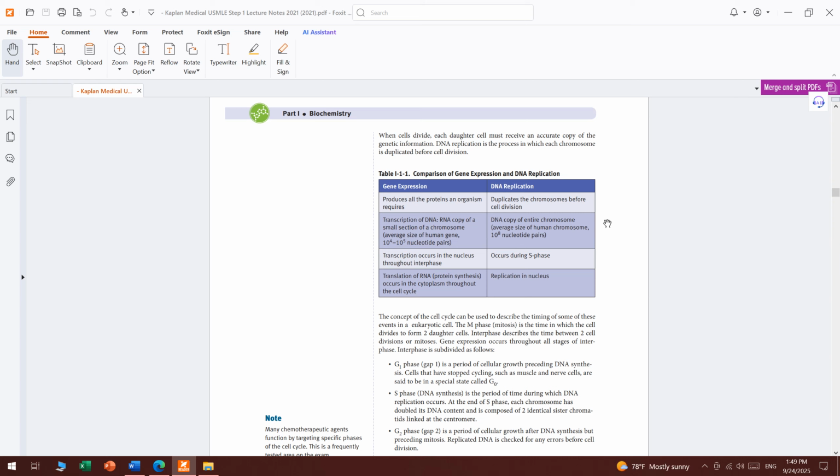To summarize the key differences, gene expression produces all the proteins an organism needs and involves transcribing small sections of DNA into RNA in the nucleus, followed by translation in the cytoplasm throughout interphase.